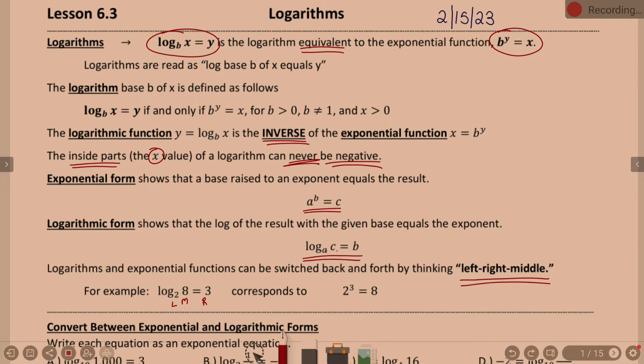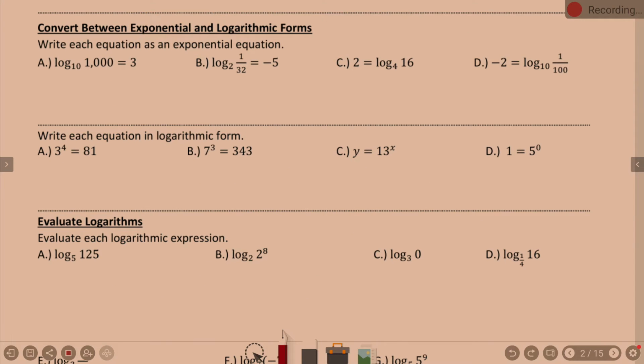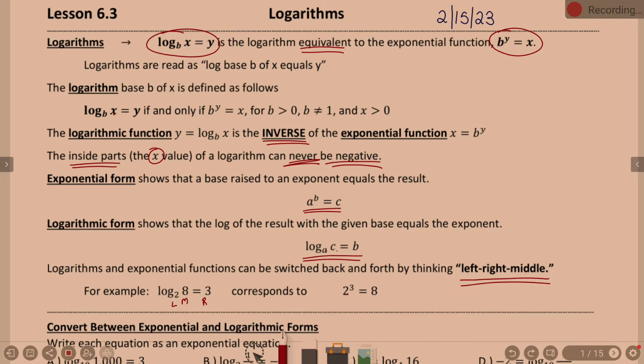I'm going to go on to my next screen where I have some examples. We're going to look at some of these. I tried to match up some of my example wording with the wording you'll see in homework. Notice this first section. Write each equation as an exponential equation. So right here, notice all of these given problems are logarithms. They have a log in them. We're just trying to take them out of log form and write them in exponential form. So if you look back up here, we're trying to take it out of this form, and we're trying to put it into this form.